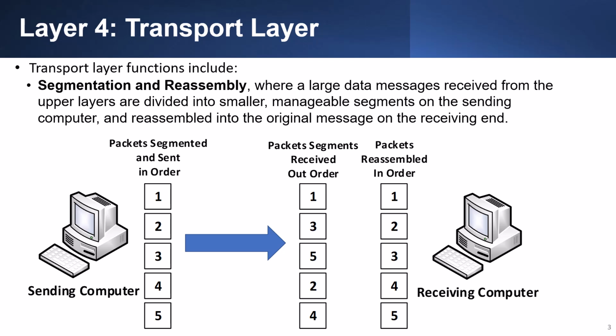Transport layer functions include segmentation and reassembly, where large data messages received from the upper layers are divided into smaller manageable segments on the sending computer and reassembled into the original message on the receiving end.